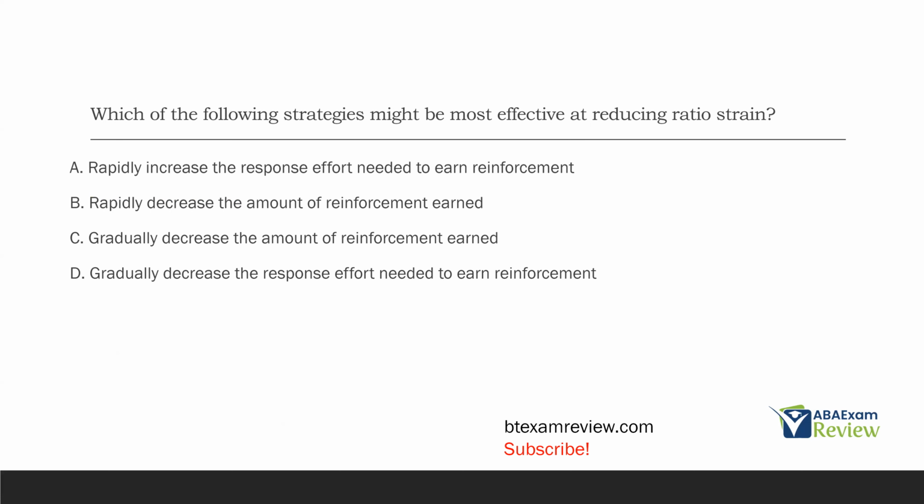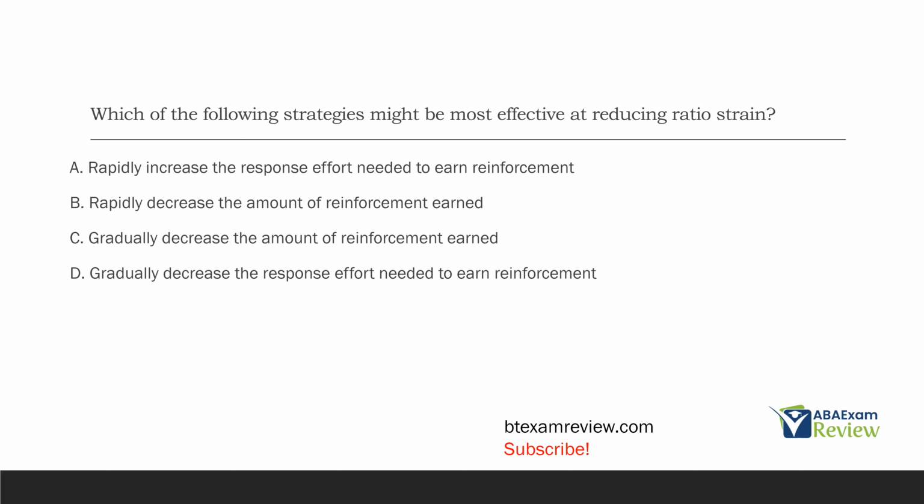A, rapidly increase the response effort needed to earn reinforcement. Well, one of the reasons ratio strain happens is response effort increases too quickly. So we don't want to rapidly increase response effort. B, rapidly decrease the amount of reinforcement earned. If we're decreasing the amount of reinforcement earned, what are we doing? We're fading that reinforcement, which again leads to ratio strain.